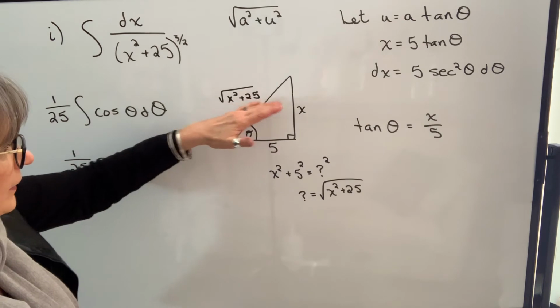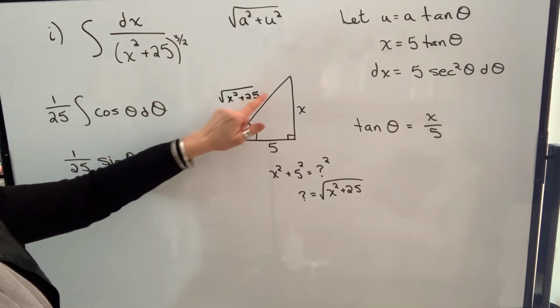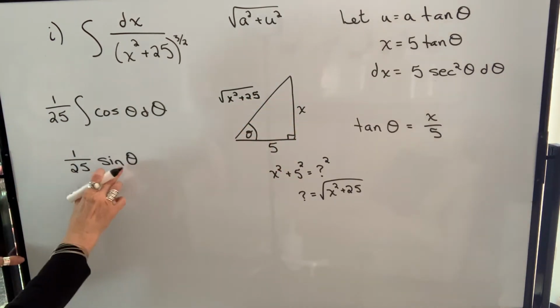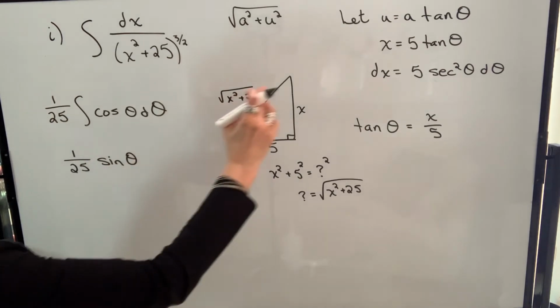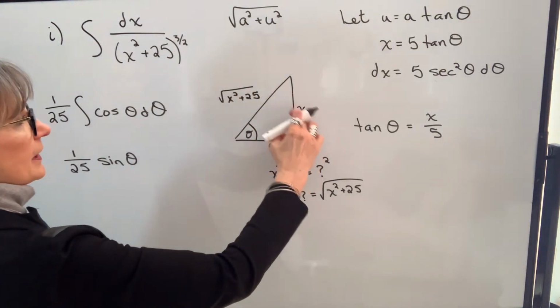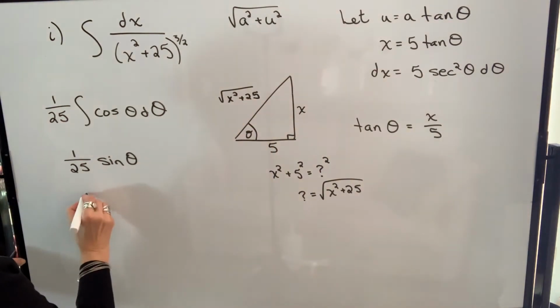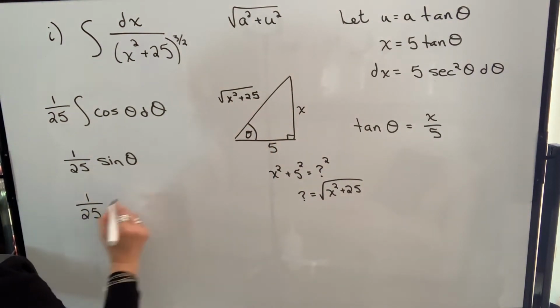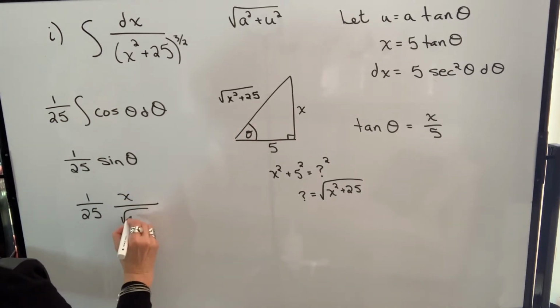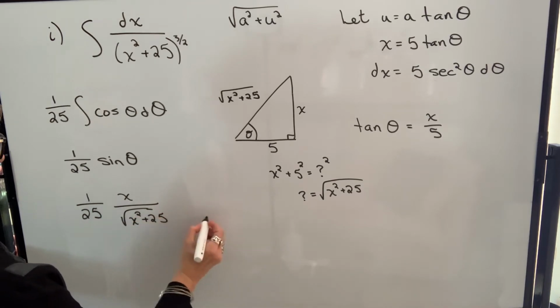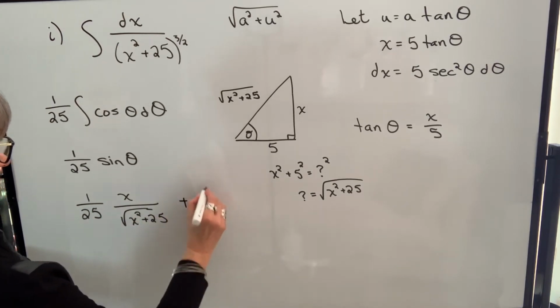Now that we've defined the 3 sides of our right triangle in terms of x, let's go back to our answer. Sine theta we can express as the ratio of opposite side to hypotenuse. So the side opposite is x. The hypotenuse is square root of x squared plus 25. And now I can add my constant of integration.